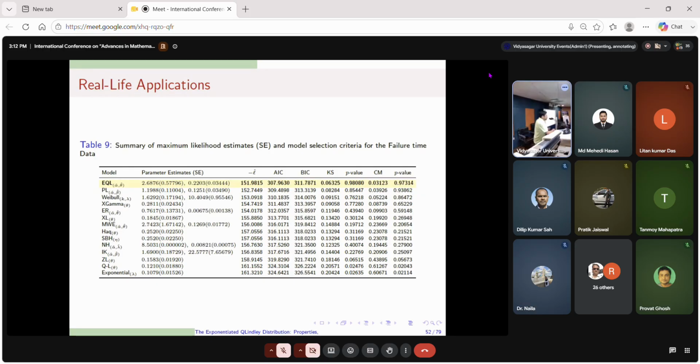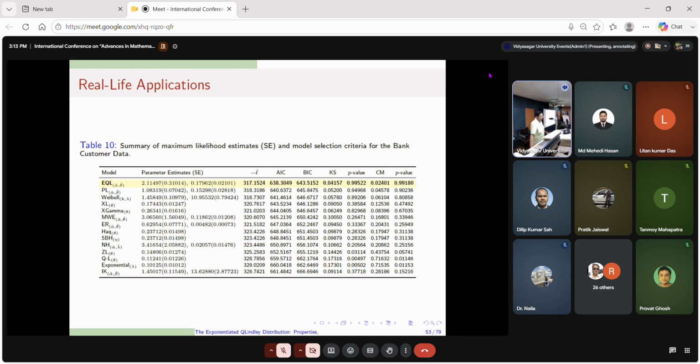In that case EQL is our proposed model, and if you observe, AIC and BIC are smaller than the other models, that means our model performs well as compared to the others. Similarly, if the KS value, Kolmogorov-Smirnov's value, is lower than the others, we can say our model is also better fitted. If the p-value is greater as compared to the others, then your model performs well. So all the 4 conditions are displayed here.